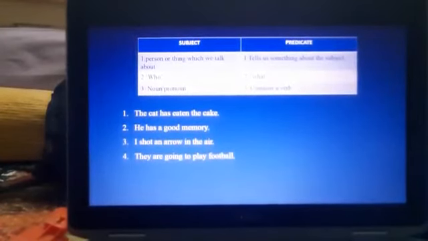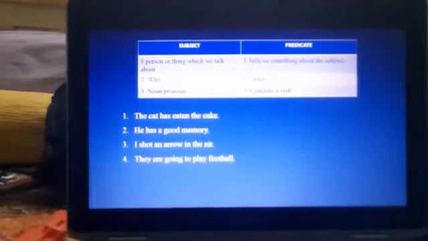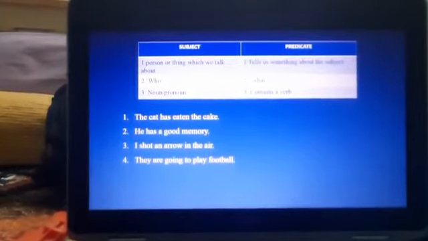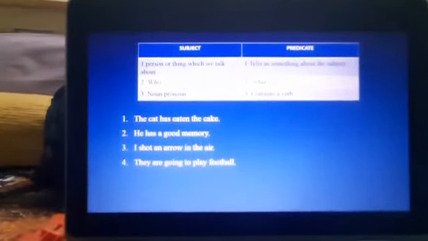They are going to play football. Who is going to play football? They. So "they" answers our question who. And what are they doing? What are they going to do? Are going to play football. So this becomes a predicate which also contains the verb.